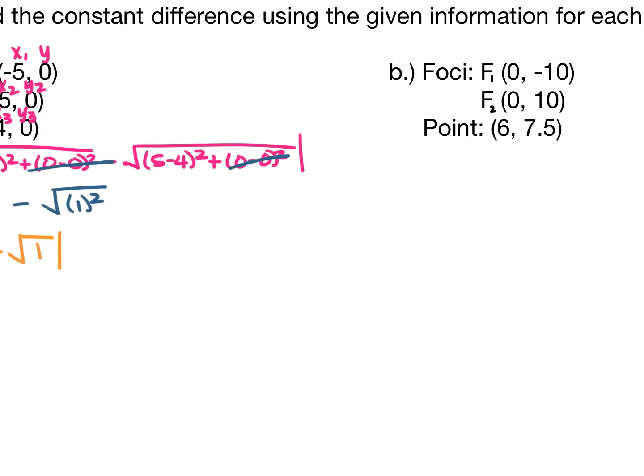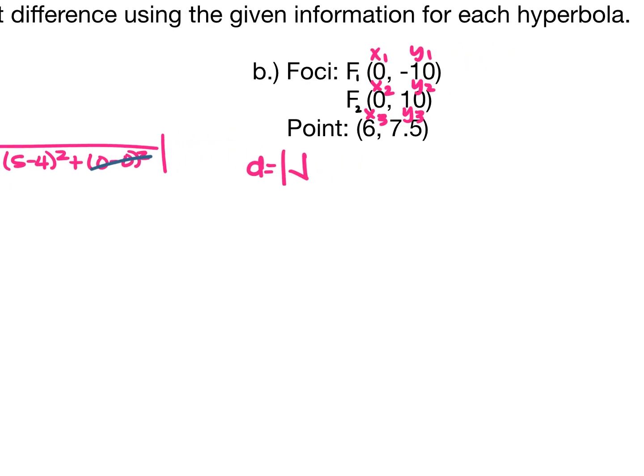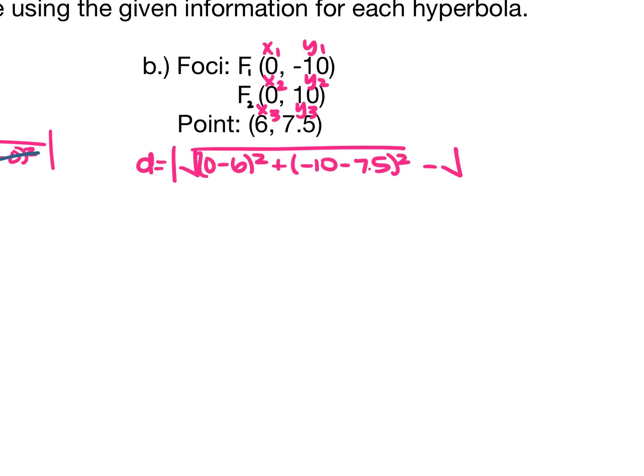For example B, you have your focus 1 of 0, negative 10, focus 2 of 0, 10, and your point of 6, 7.5. Again, use your formula, plug these in. Top one's going to be x1, y1. Middle's going to be x2, y2. Bottom's going to be x3, y3. So if we use our formula, we have D equal to the absolute value of the square root of 0 minus 6 squared plus negative 10 minus 7.5 squared, minus the square root of 0 minus 6 squared plus 10 minus 7.5 squared.